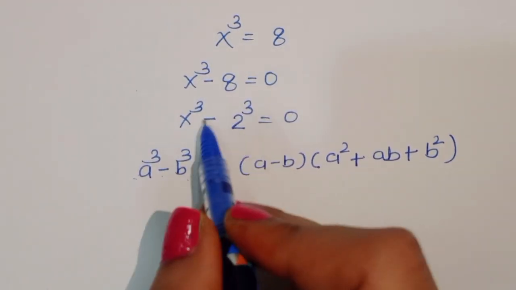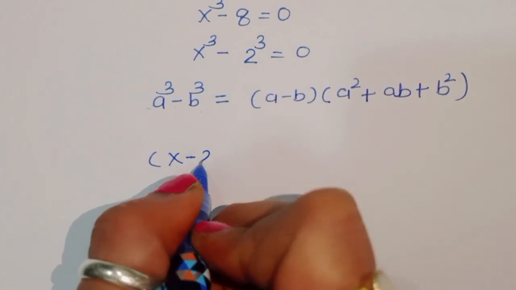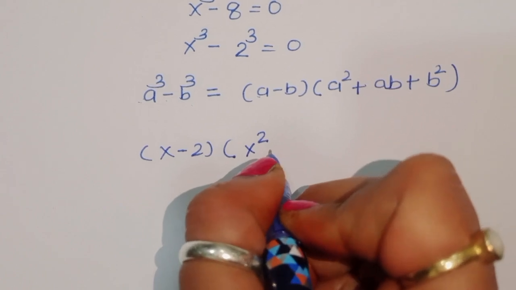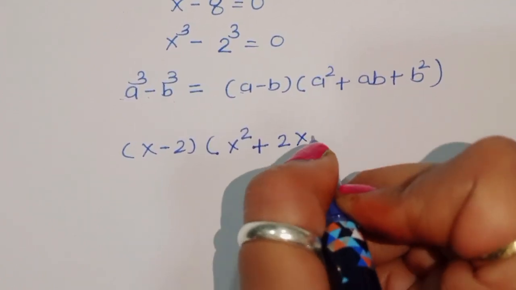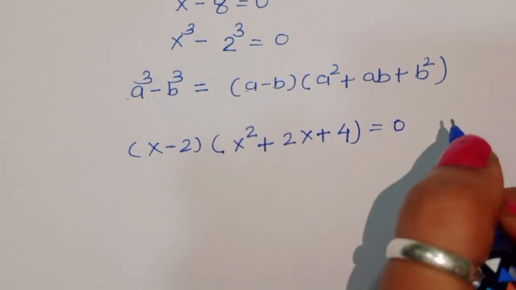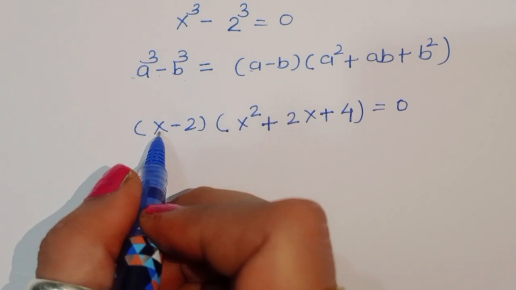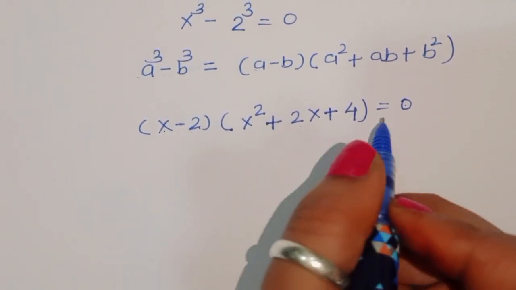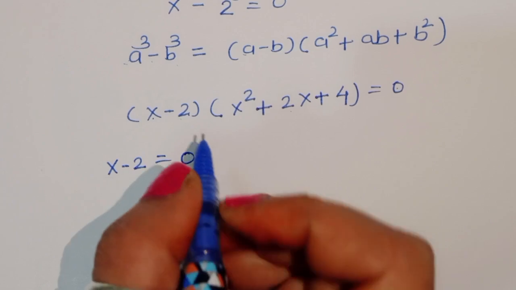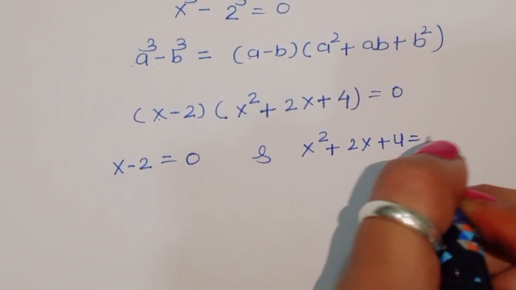This is the formula of a cube minus b cube. Now we use this formula here, x cube minus 2 cube. So x cube minus 2 cube is equal to x minus 2 times x square plus 2x plus b square, that is 2 twos are 4, is equal to 0. Now we got two equations: x minus 2 is equal to 0 and x square plus 2x plus 4 is equal to 0.